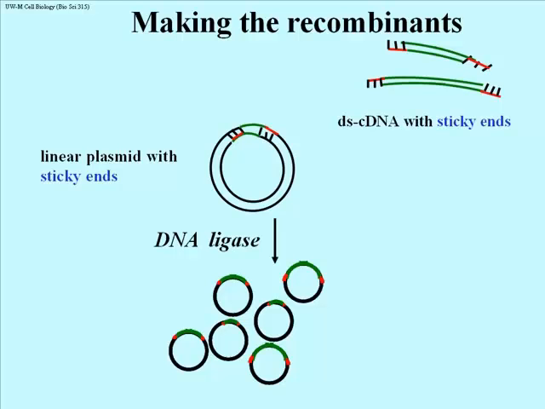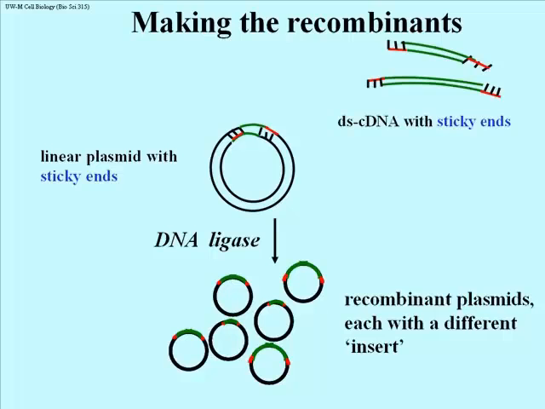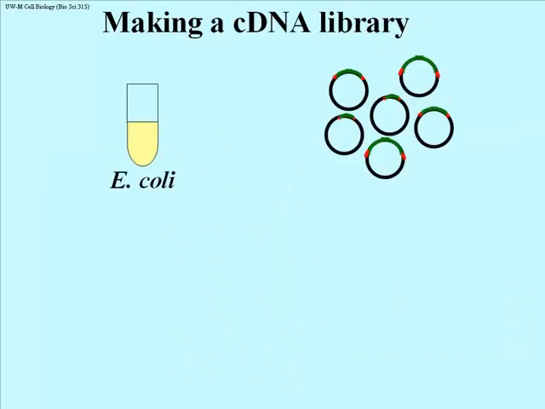And if I do this in just the right way, I get plasmids with all the different possible cDNAs representing all the different original messenger RNAs that were isolated from these red blood cells. These are then all recombinant plasmids, each with, we say, a different insert cDNA, a different insert. So now we want to make a cDNA library. So the library is ultimately going to be E. coli cells, each of which contains one but no more than one of these different insert-containing cDNAs.